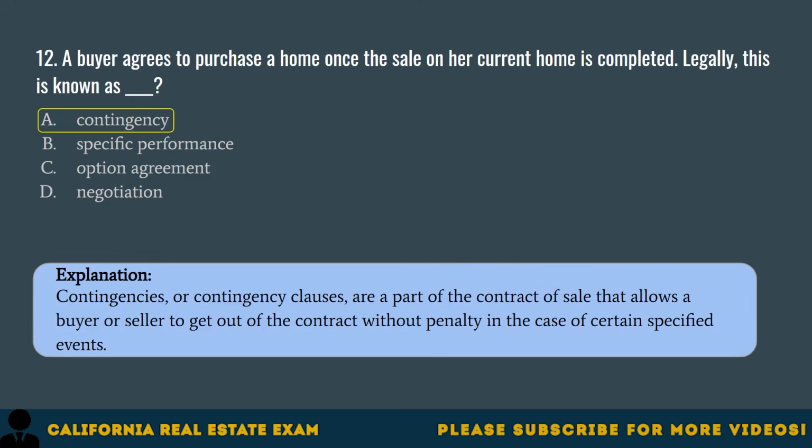Contingencies or contingency clauses are a part of the contract of sale that allows a buyer or seller to get out of the contract without penalty in the case of certain specified events.